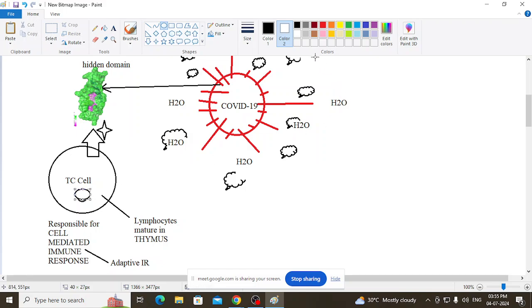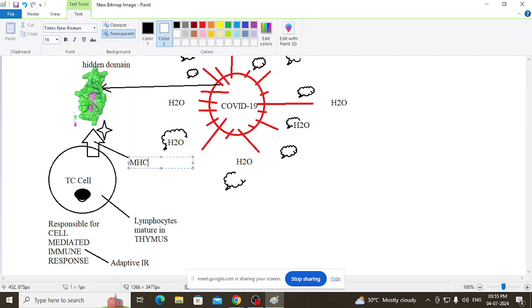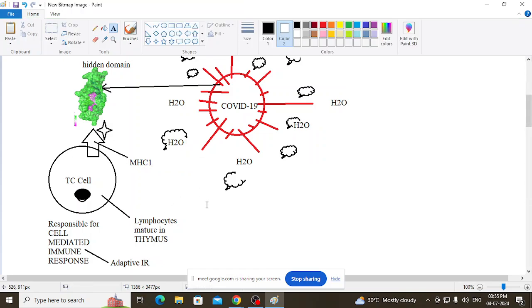So it has a nucleus, a beautiful nucleus. On the surface of this TC cell there is a receptor called the MHC1 receptor. What is the function of it? This MHC1 receptor will present viral antigens on the surface so that the immune response will be started. So MHC1 on the surface of the T lymphocyte will bind with a viral protein.